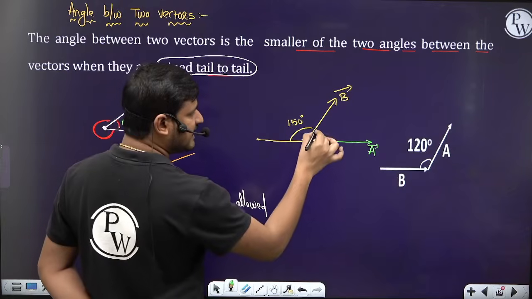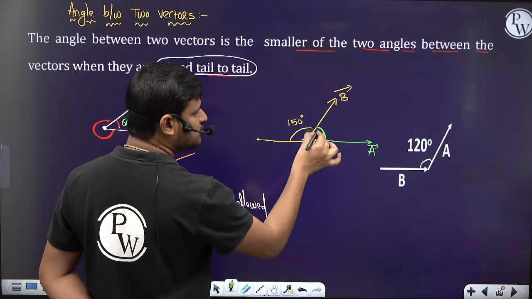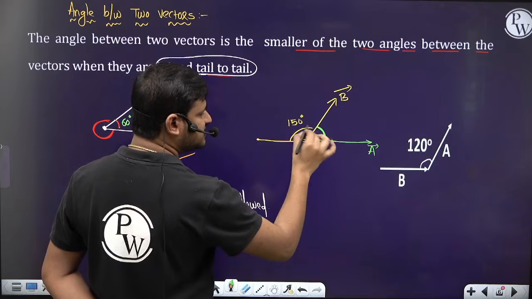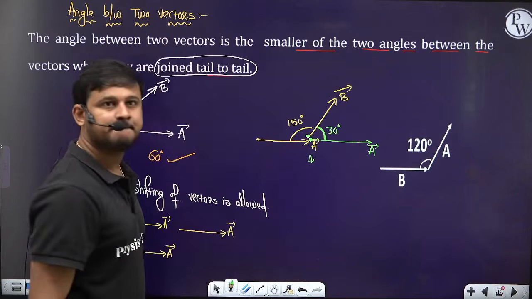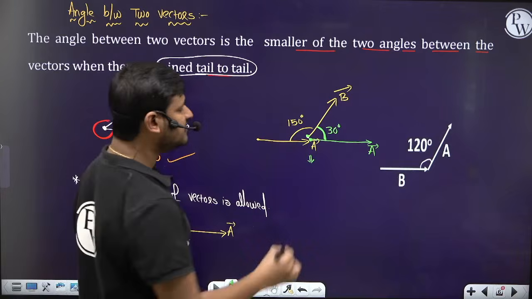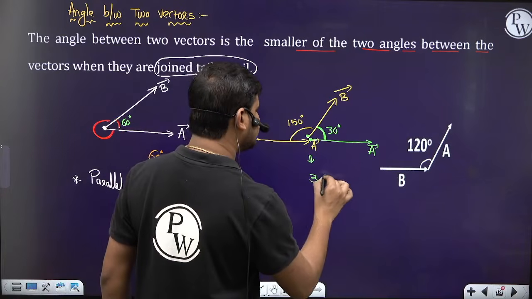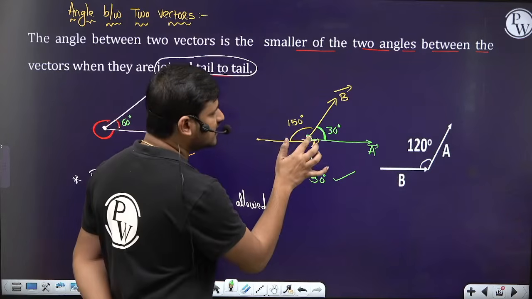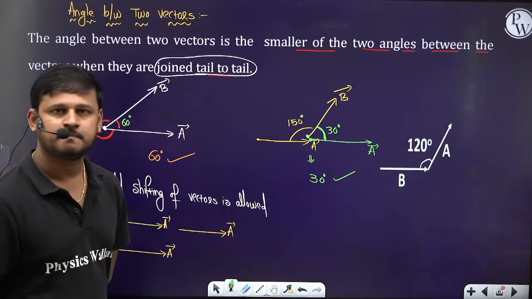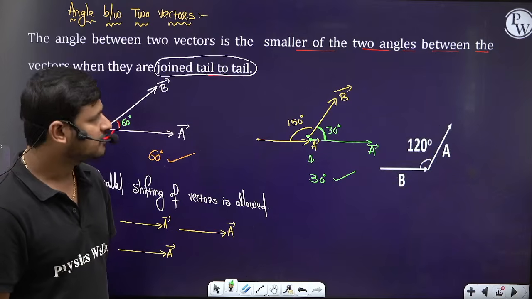Now the angle between those two vectors will be this one. Obviously, if it is 160 and this is 150, so this is going to be 30 degrees. Therefore, the angle between those two vectors is going to be 30 degrees, not 150, because the angle should be measured when two vectors are joined tail to tail. Got my point? Clear?